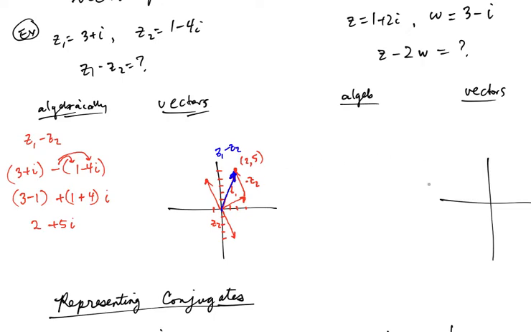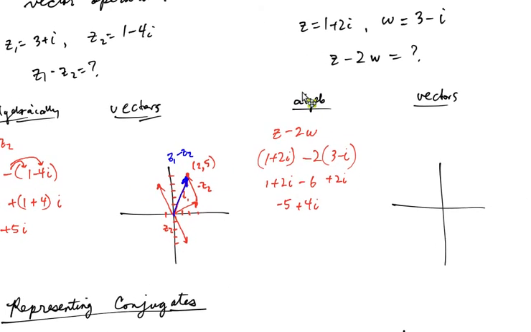One more example here. If I were to do z minus 2w, where z was 1 plus 2i and w was 3 minus i, we would do the same thing. We would just write z minus 2w, z becomes 1 plus 2i, minus 2 times, and I just substitute 3 minus i. So algebraically that would be 1 plus 2i minus 6 plus 2i, and this would become minus 5 plus 4i. If I were to do it with vectors, you would see that that would also be the case. Let me just show that to you here.